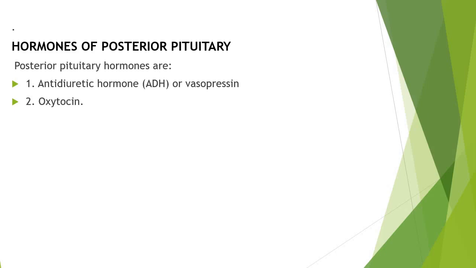Hormones of posterior pituitary. The posterior pituitary hormones are antidiuretic hormone or vasopressin, and number two, oxytocin.